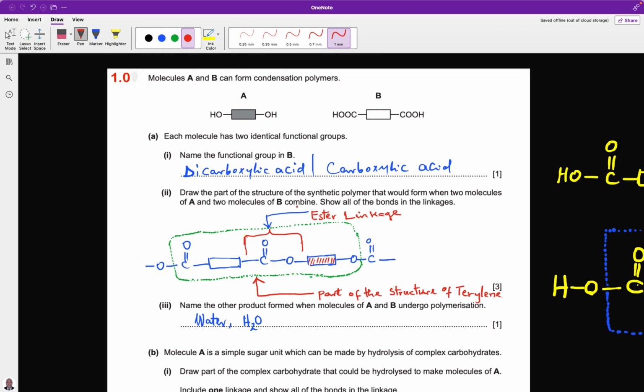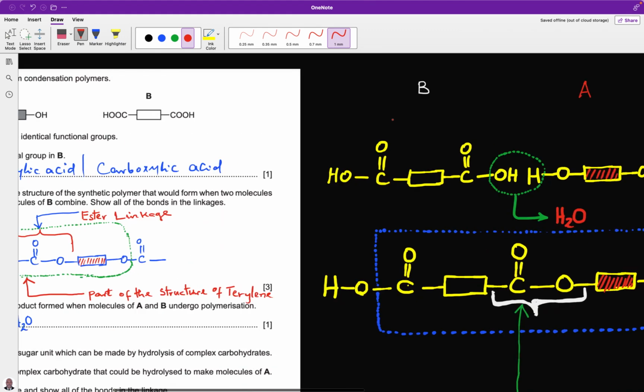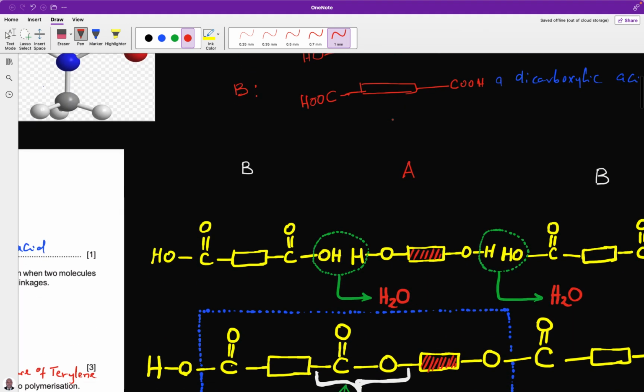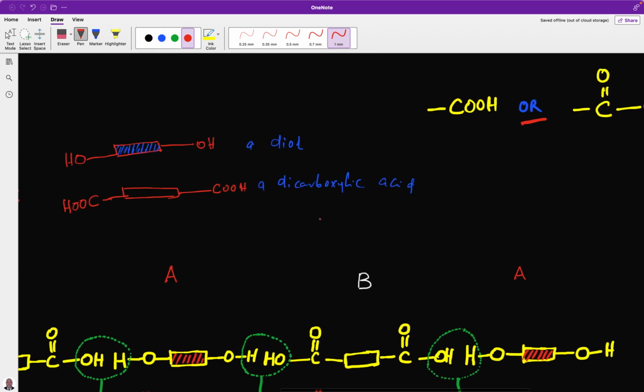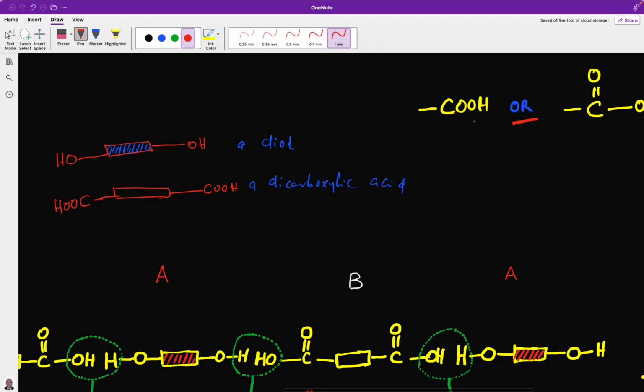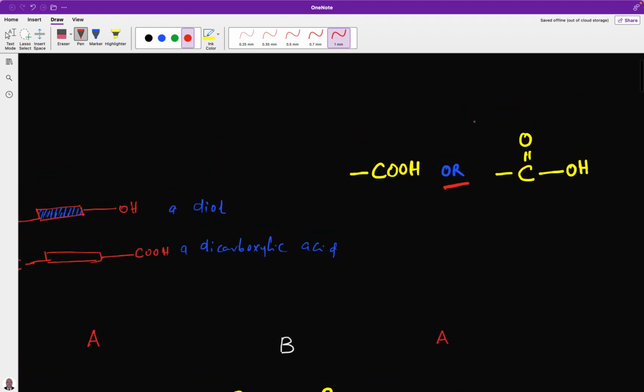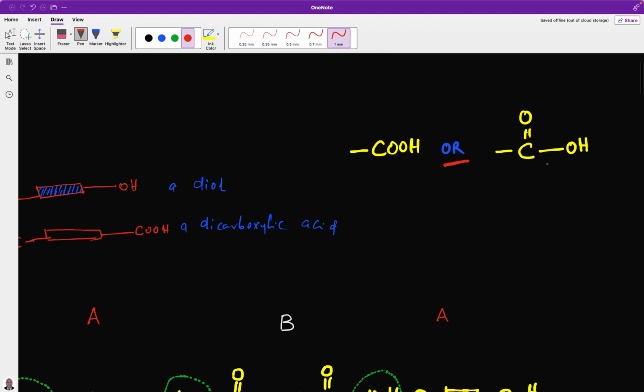The repeat unit forms when two of these and two of these meet. Take for example, this is the structure here. As I said, this is a diol, and this is a dicarboxylic acid. In a dicarboxylic acid, it is a COOH group. The bonds could be written out like this: a C, a double bond O, and a bond to OH group. You could easily write them like this so that you can see how the water is being eliminated.